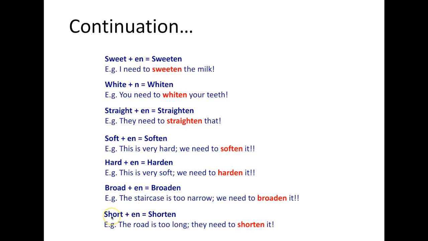Okay, we also have the adjective short. So short plus en, we get shorten, which is a verb, which means to make something short. The example is, the road is too long, they need to shorten it.